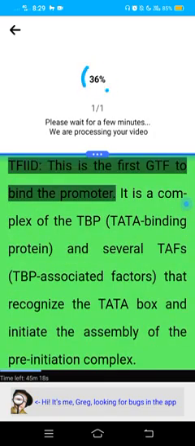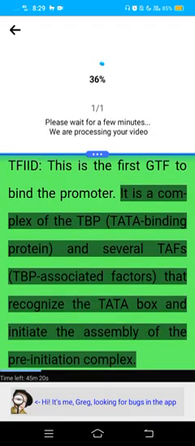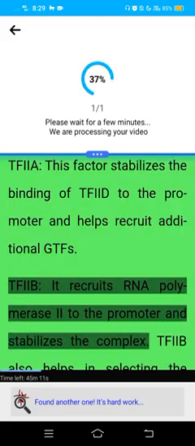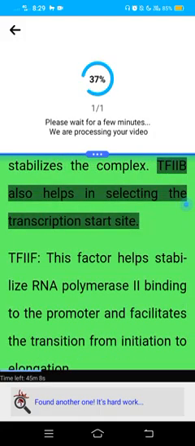The key GTFs include TFIID. This is the first GTF to bind the promoter. It is a complex of the TBP, TATA binding protein, and several TAFs, TBP-associated factors, that recognize the TATA box and initiate the assembly of the pre-initiation complex. TFIIA stabilizes the binding of TFIID to the promoter and helps recruit additional GTFs. TFIIB recruits RNA polymerase II to the promoter and stabilizes the complex. TFIIB also helps in selecting the transcription start site.